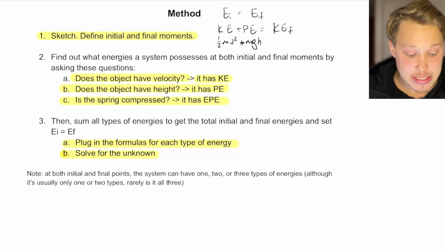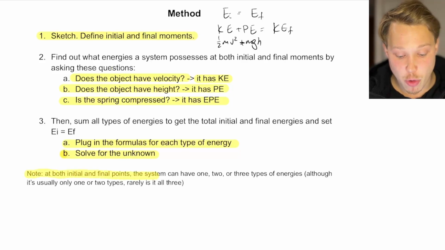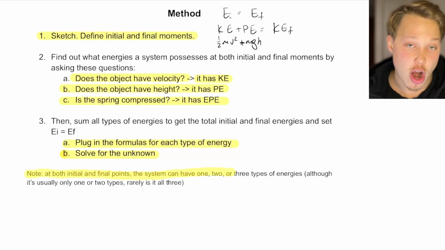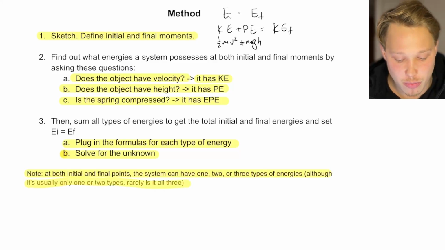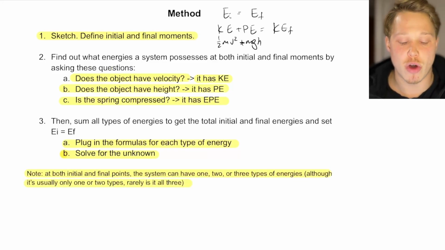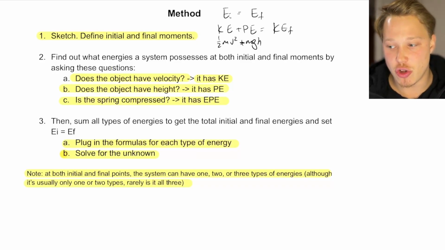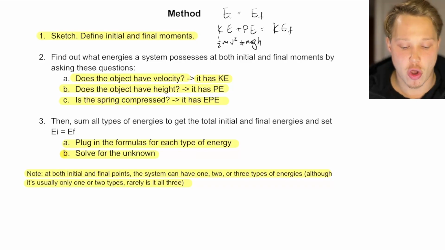So note, as I said before, at both initial and final moments, the system or our object can have one, two, or three types of energies, although really it's rarely all three, it's usually one or two. So let's solve a really quick practice problem to show you how this method applies to real world problems.